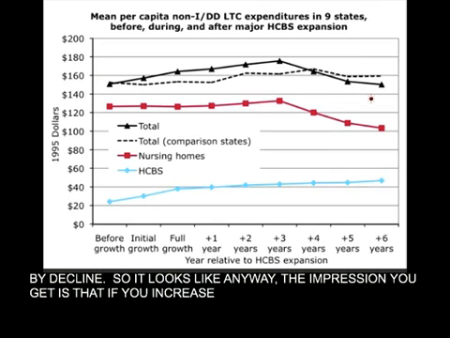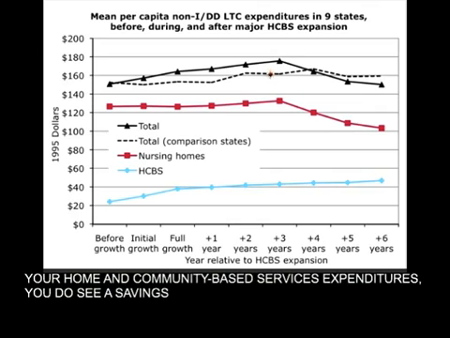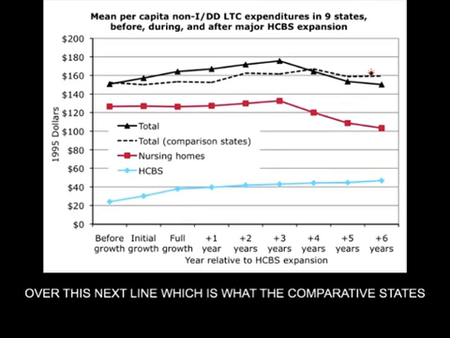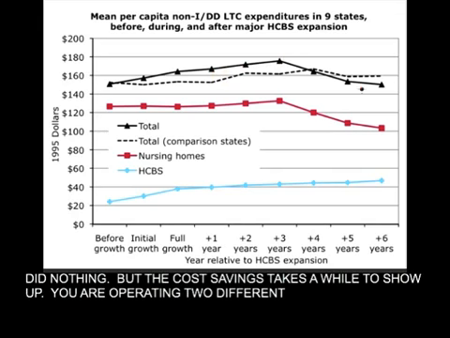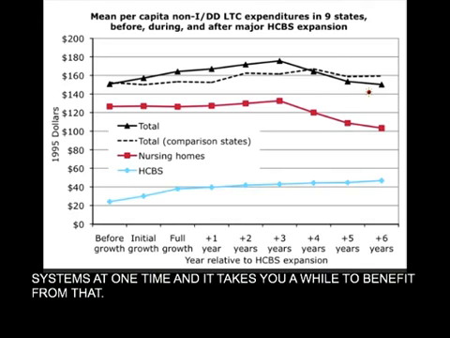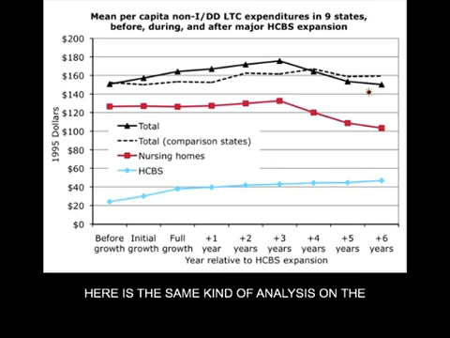So the impression you get is that if you increase your home and community-based services expenditures, you do see a savings over this dashed line, which is what the comparison states that did nothing did. But the cost savings takes a while to show up. So in other words, you're operating 2 different systems at one time, and it takes you a while to actually reap any benefit from that.